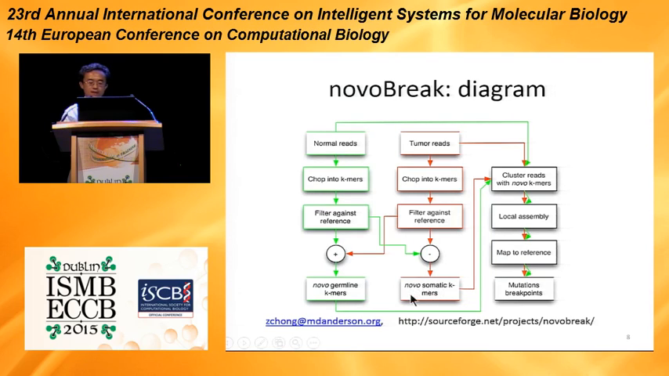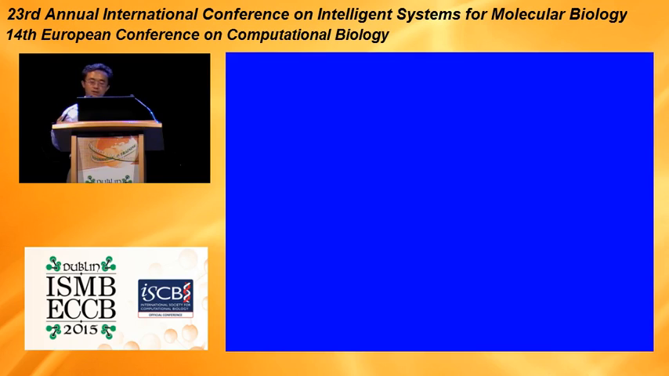Therefore, we identify novel somatic k-mers which are specific to the tumor tissue. And then we have all our critical information identified at the end of this process. What we do next is harvest the reads which contain those k-mers and cluster them together. Then we do a local assembly in each of those clusters of reads and come up with a contig, which basically represents the breakpoint sequences.